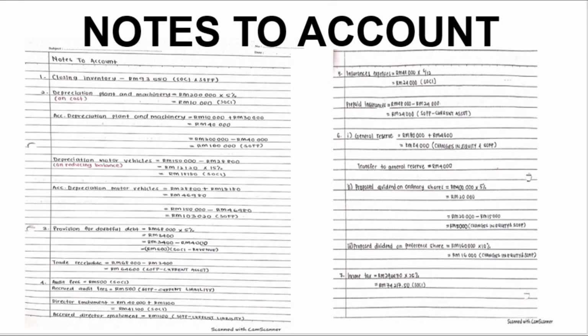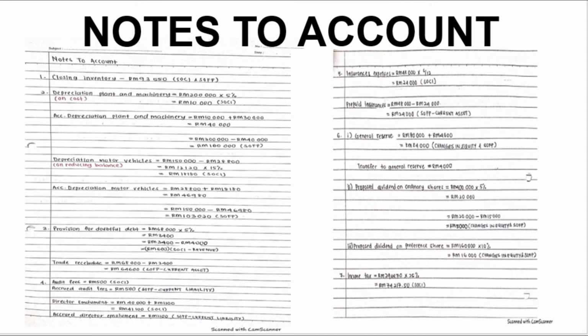Okay, so today is on the balance sheet. I'm going to share the notes that I have made. We are going to start off by explaining note 1. We will see the closing inventory is 93,550, which should be placed in the statement of comprehensive income and statement of financial position.